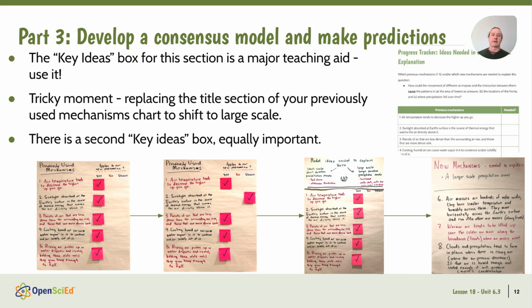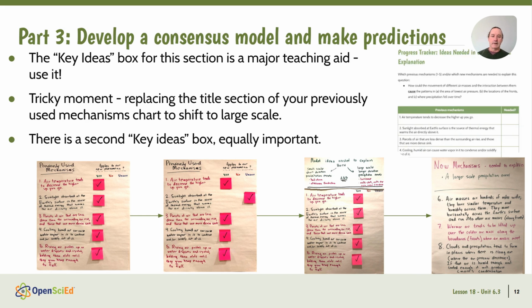It guides you really to focus on 3 key questions. So the first is, how could the movement of different air masses and the interaction between them cause patterns in the areas of lowest pressure, in the location of fronts, and where precipitation fell over time.